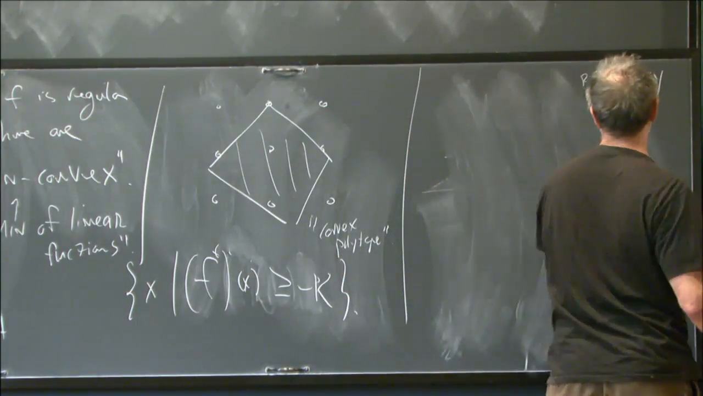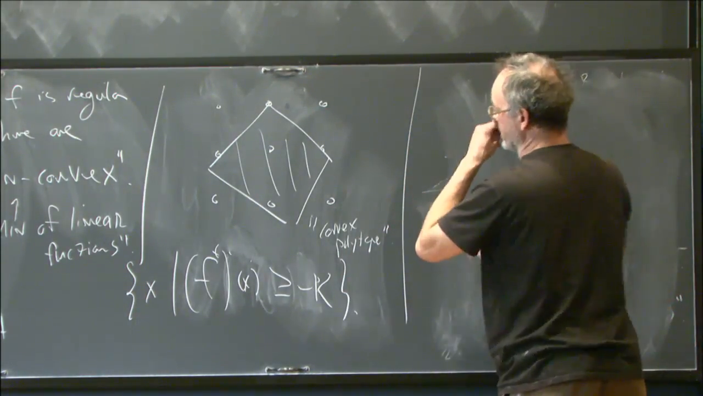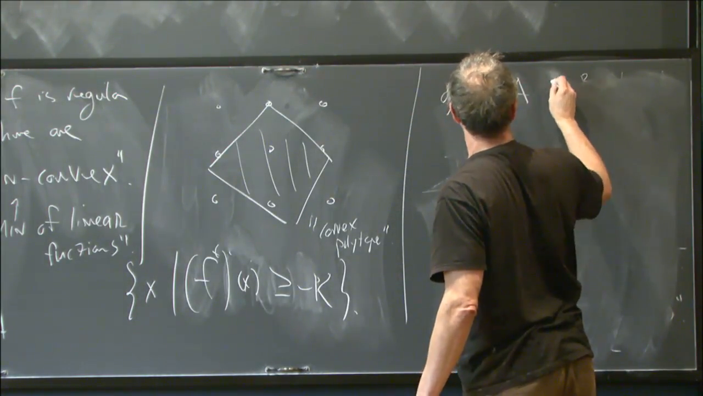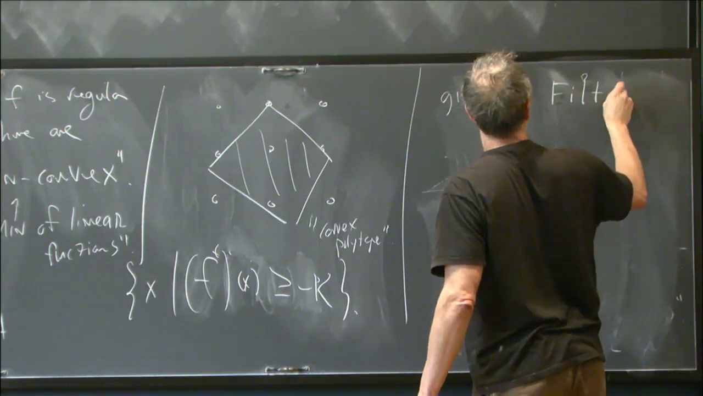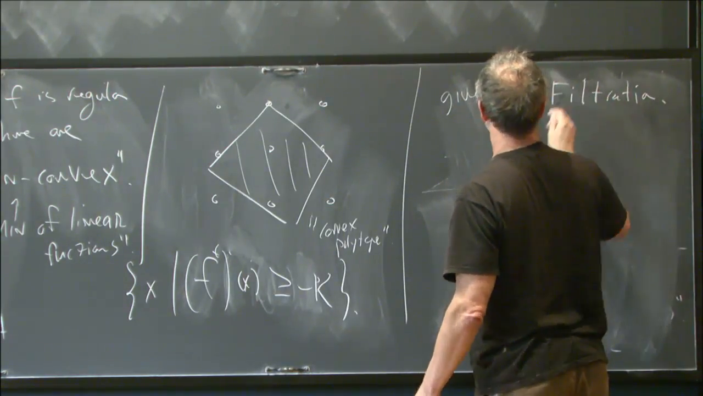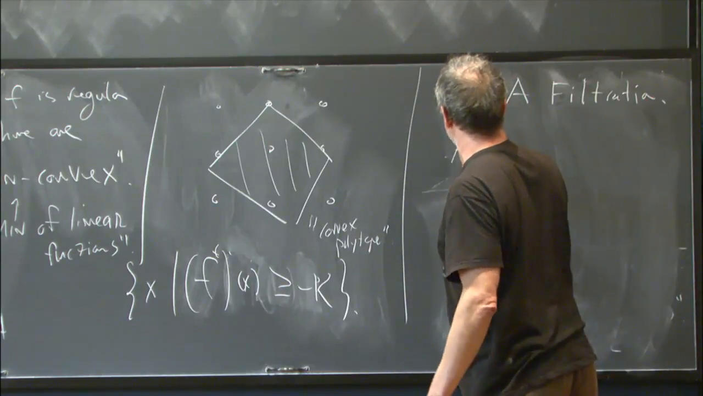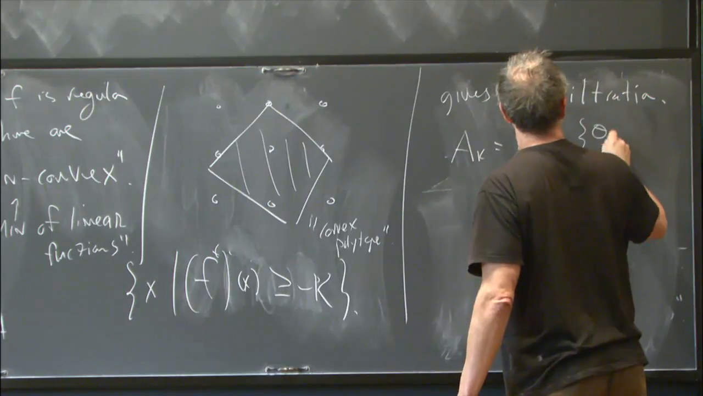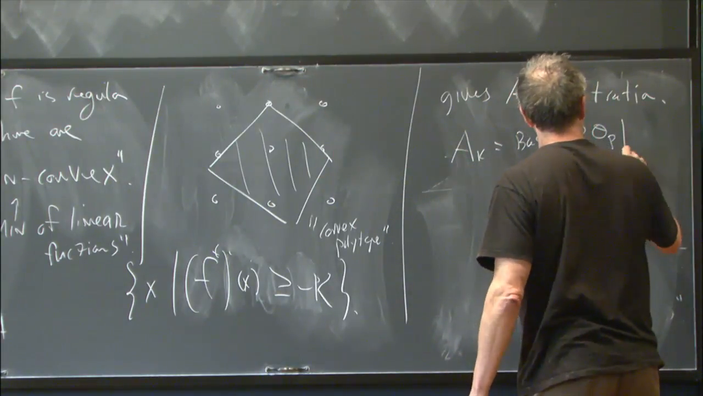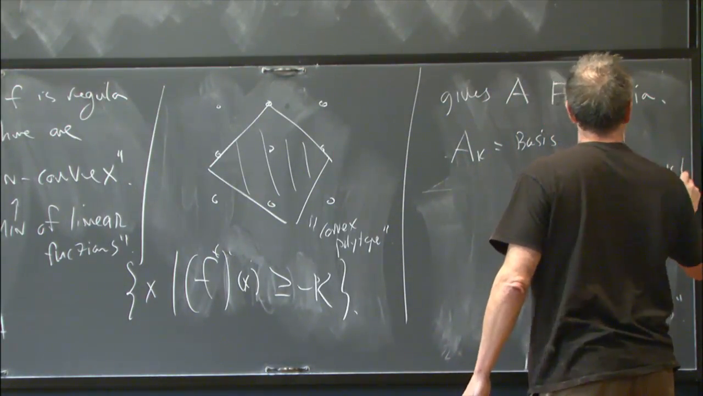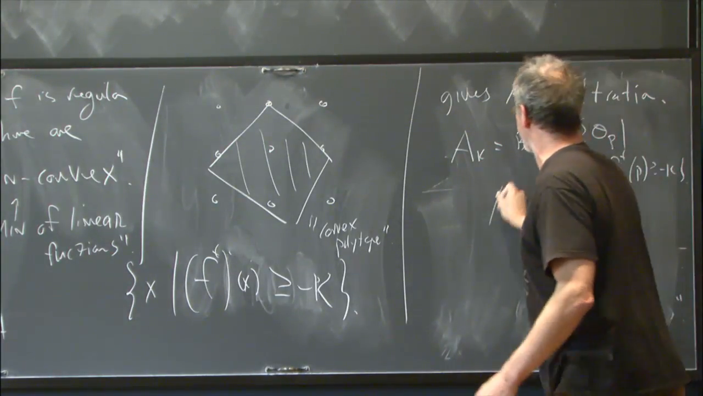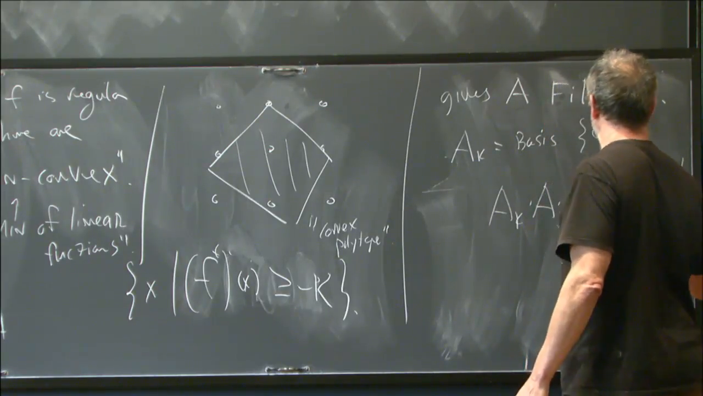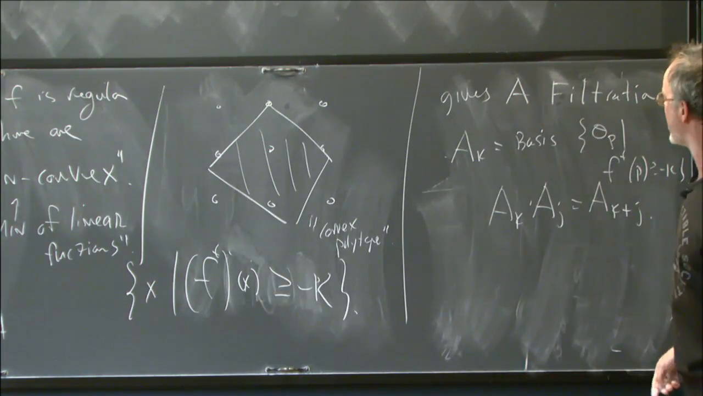This should remind you of the toric case. And in general, what this does is this gives a grading, a filtration. It makes it a filtered ring. So A becomes a filtered ring. A_k is just this set. It has basis the set of thetas where f trop of p is bigger than or equal to minus k. You have to check from the definition that A_k A_j is in A_{k+j}. That's quite easy from our structure constants.